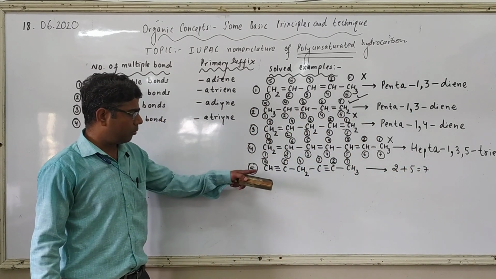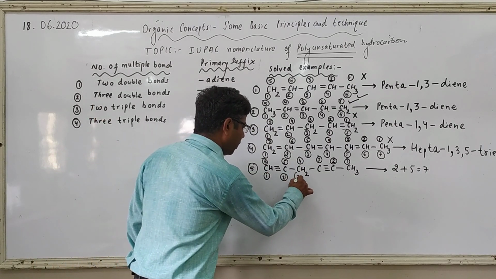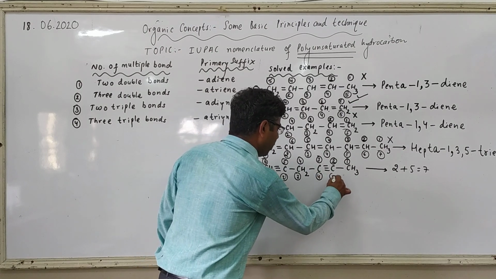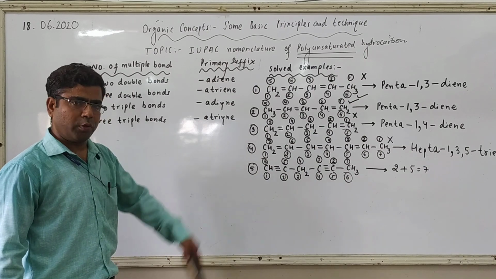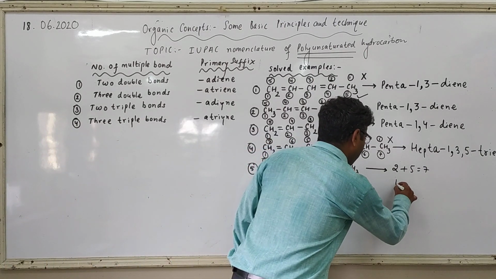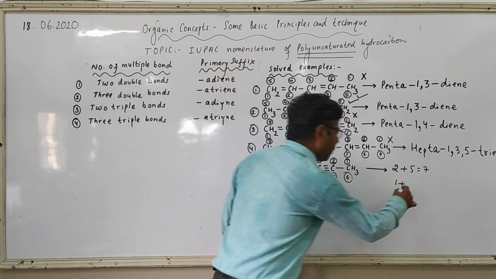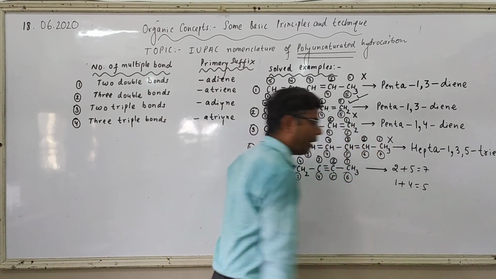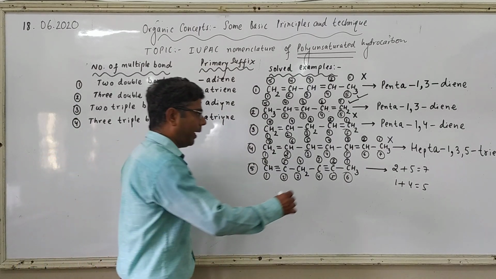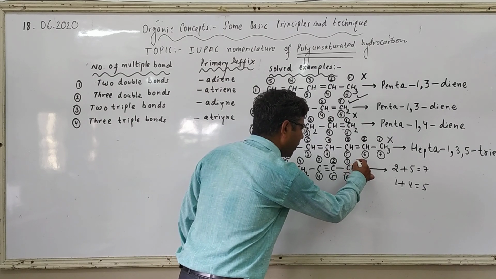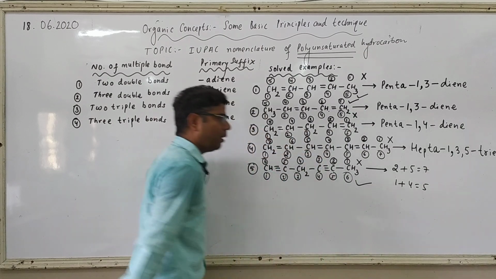Now let us check from left hand side. 1, 2, 3, 4, 5 and 6. First triple bond between 1 and 2, use the lowest number 1. 1 plus second triple bond between 4 and 5, use 4. 1 plus 4 equals 5. So out of 7 and 5, 5 is lowest. So again here we will avoid assigning numbers to carbon atoms from right hand side. Rather we will go for left hand side numbering.